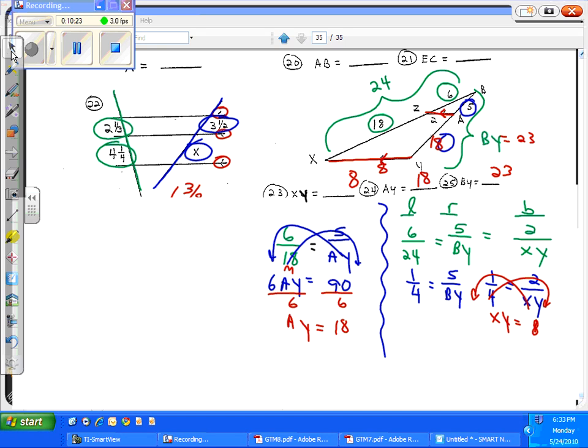Any questions on 23 through 25? Again, we were dealing with a line. If a line is parallel to a side of a triangle, it divides the other two sides proportionally. And we had similar triangles by angle-angle. So left over left equals right over right equals bottom over bottom. Okay.